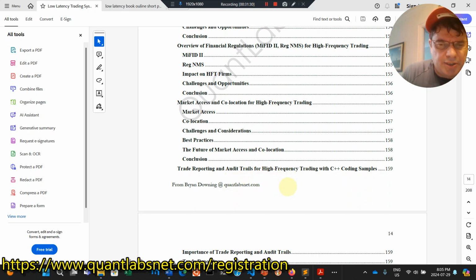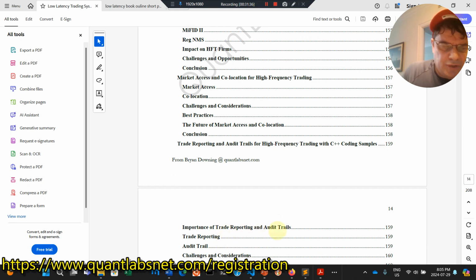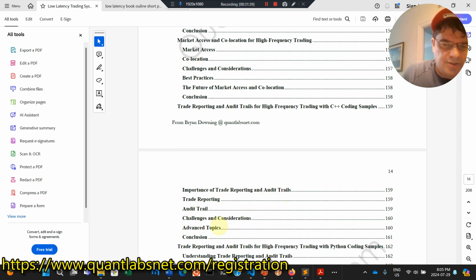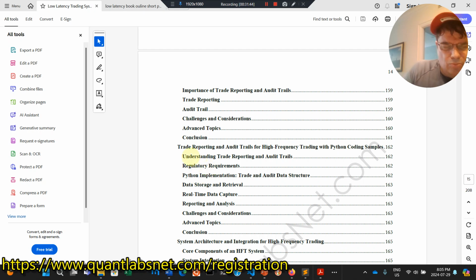Trade reporting and audit trails. Again, you need to have this for the regulators. Can't stress that enough. The importance of trade reporting and audit trails. Talk about both challenges and considerations, advanced topics. So again, here we go deeper. Trade reporting and audit trails for HFT and a Python coding example. This is the sort of thing that Python's really good at. And I don't see any other reason why you'd want to use some other language. Python's good for this.